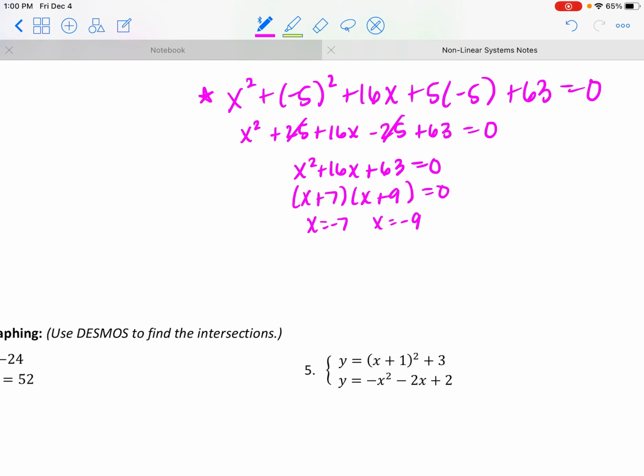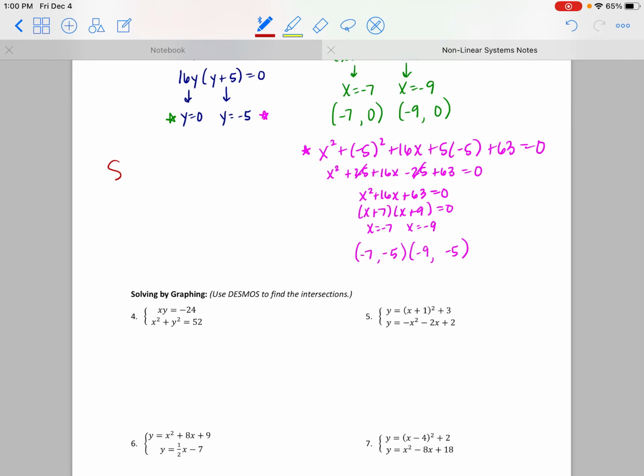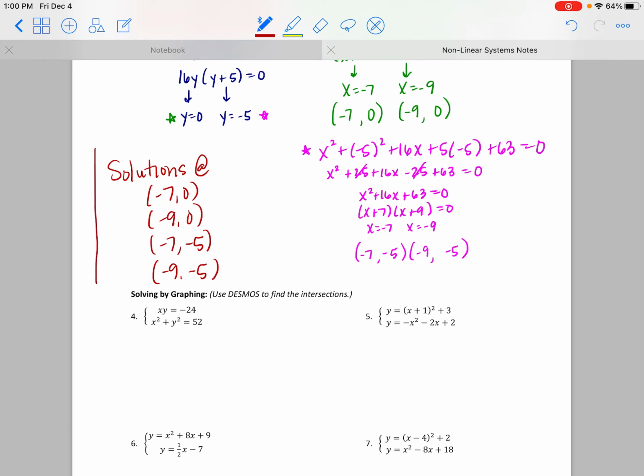But this time the y value is different. So when y is -5, x is -7. And when y is -5, x is -9. So 2 more solutions. So 4 total. Okay, we have solutions at, let's see, (-7, 0), (-9, 0), (-7, -5), and (-9, -5). Okay, we're going to see graphs that cross at 4 different places.